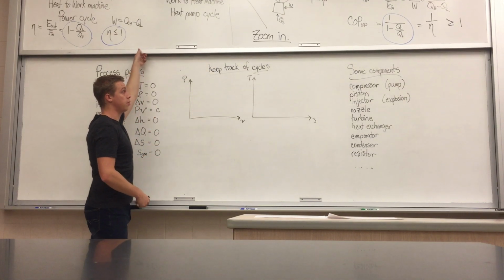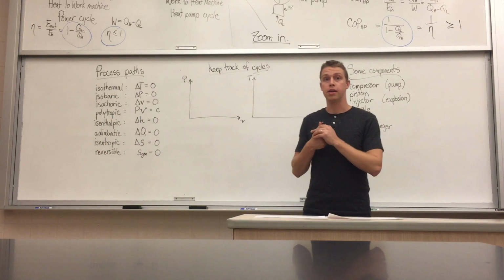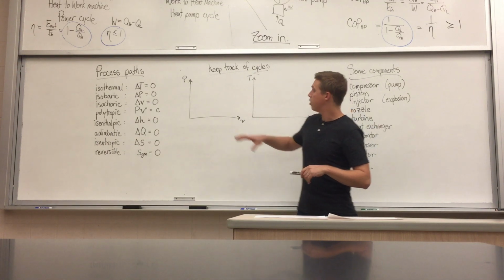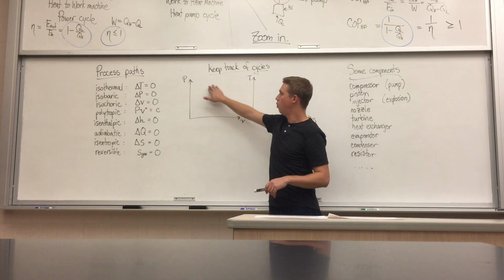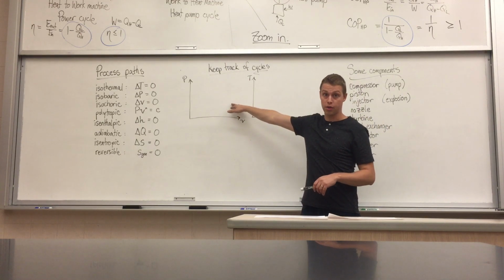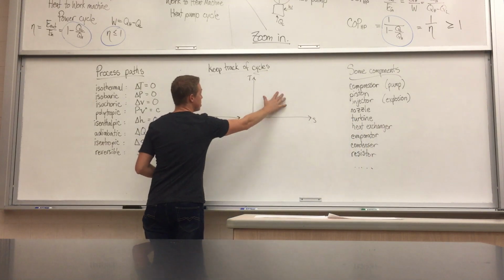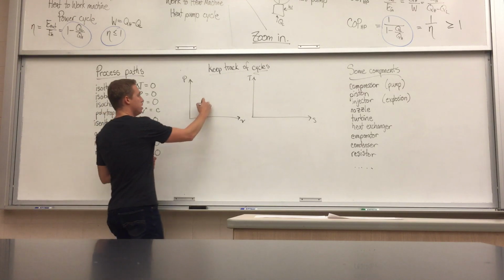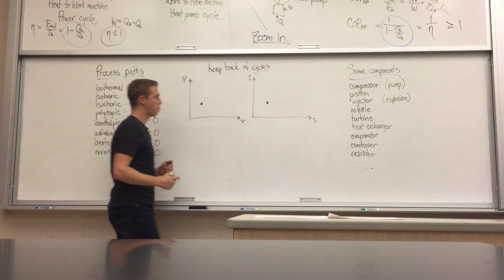Now I've got some stuff I've already written up here to save time, but what I mean by zoom in is now we're going to think about building real cycles. And the way we're going to keep track of those cycles is by plotting points on our phase diagram. That's why we introduced this. We've got a PV diagram, we've got a TS diagram. And so at one point, let's say we're here, and that'll correspond with the point over here.